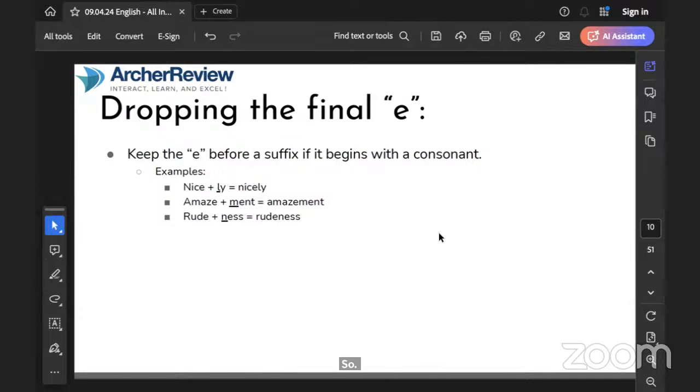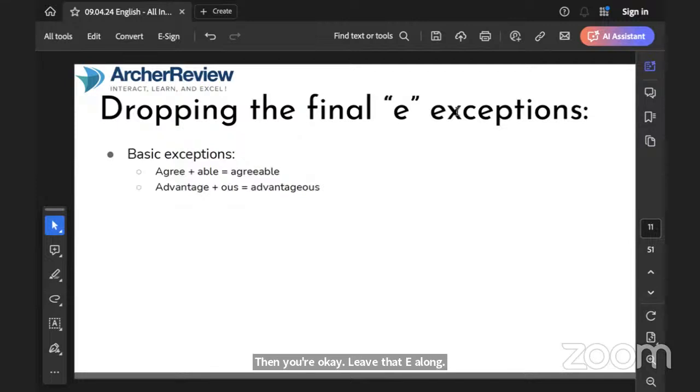With this rule, pretty much, again, what you want to remember with dropping the final E is that you cannot have two vowels side by side. So if the suffix starts with a vowel, drop the E off. If it's going to start with a consonant, then you're okay. Leave that E alone.